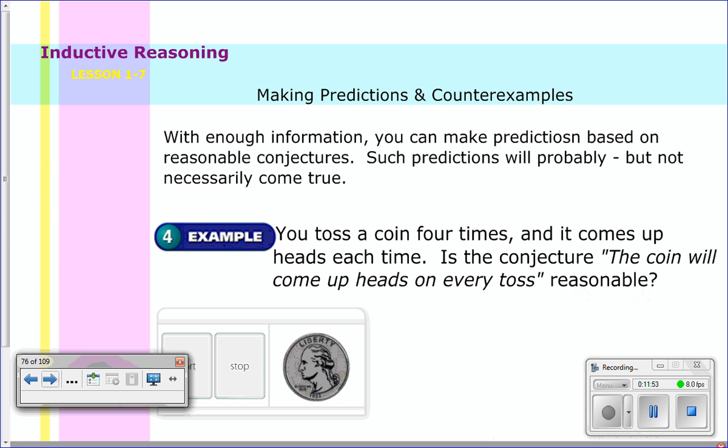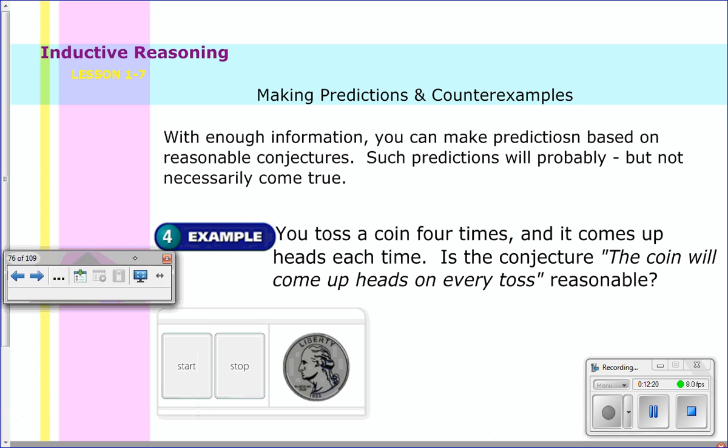All right, now we're going to look at making predictions and counterexamples. Because as I said, sometimes we can make a conjecture and they're not always right. There are times when they're not. So we're going to look specifically at counterexamples. So here, number 4, you toss a coin 4 times and it comes up heads every single time. Is the conjecture the coin will come up heads on every toss reasonable? So you have a quarter. And the last 4 times you got heads.